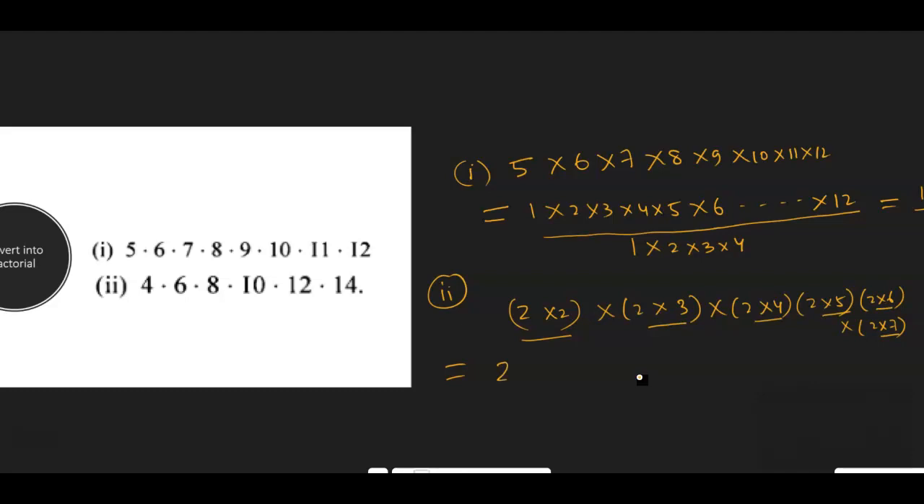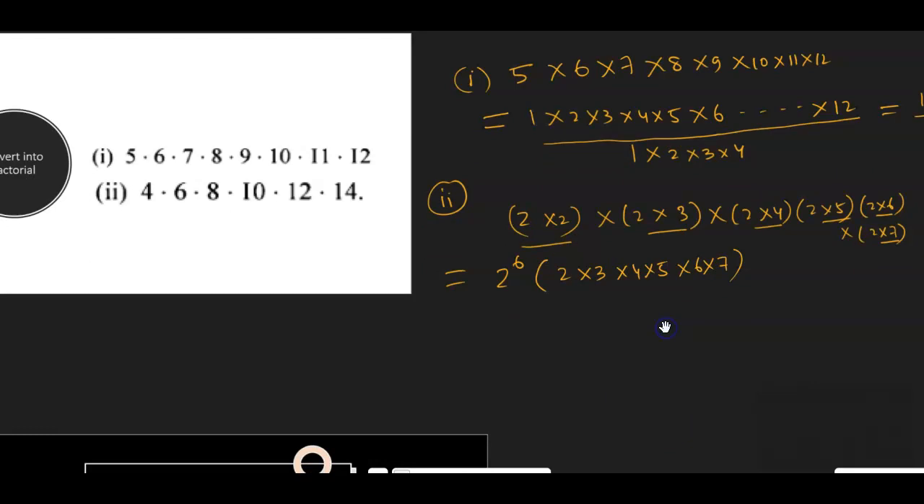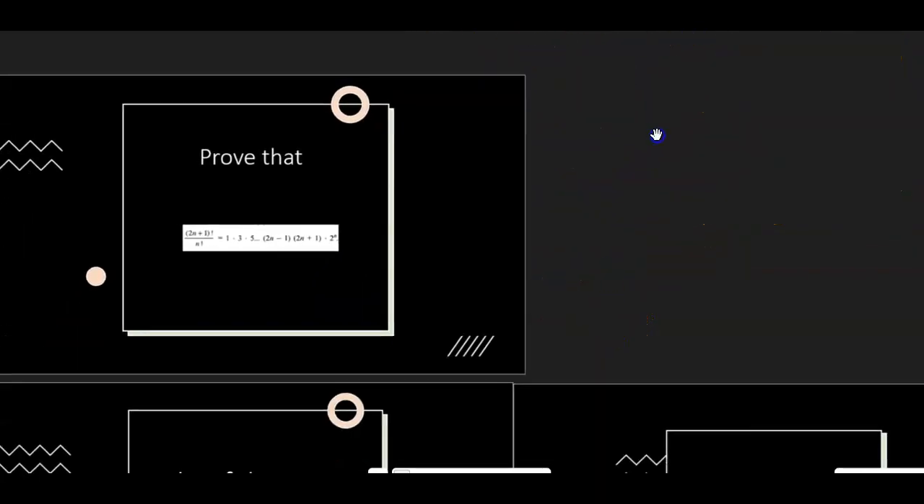How many brackets are there? 6. 2 to the power 6, 2, 3, 4, 5. 1 is missing. 1 can be multiplied. So if you multiply by 1, it is going to be 2 to the power 6 into, you take 1 here, it is factorial 7. So this result is also expressed in terms of the factorial symbol.